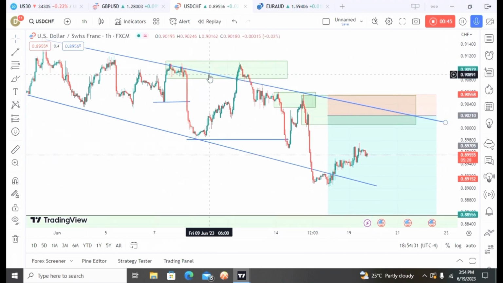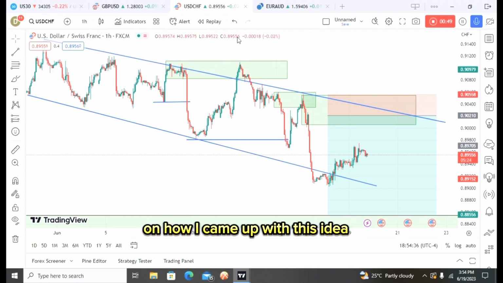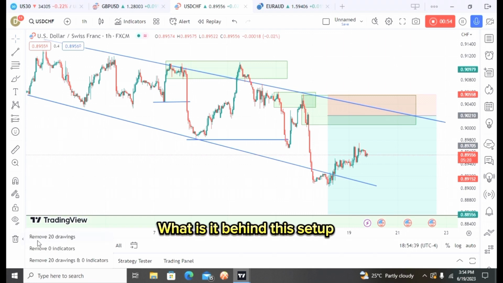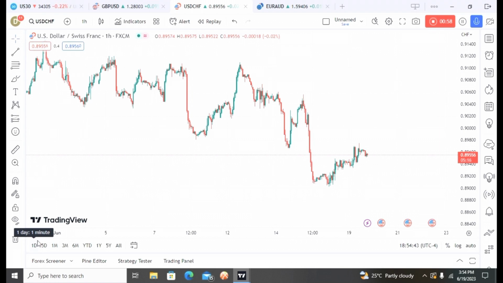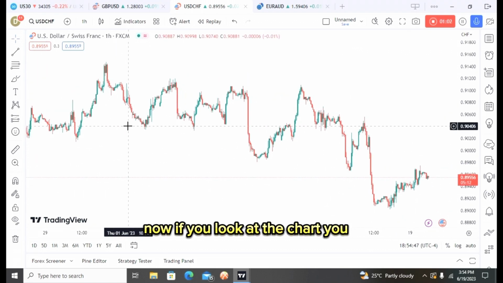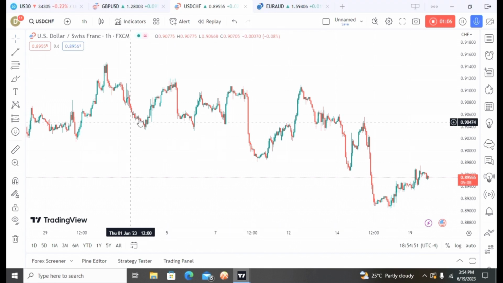This was better. I also want to give a breakdown on how I came up with this idea. What is behind this particular pair? Here is the trade I'm taking, a sell. Now, if you look at the chart, USD CHF, you will see that it's in a downtrend. But how do we know it's a downtrend?